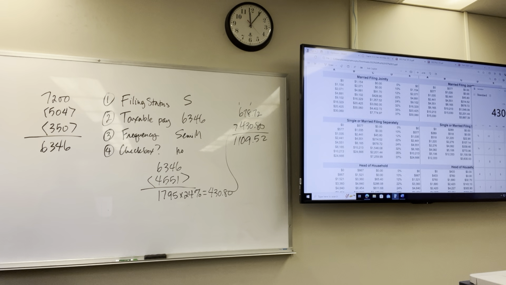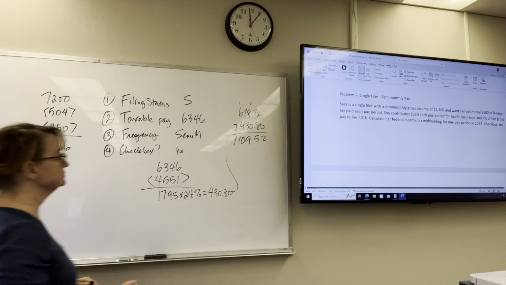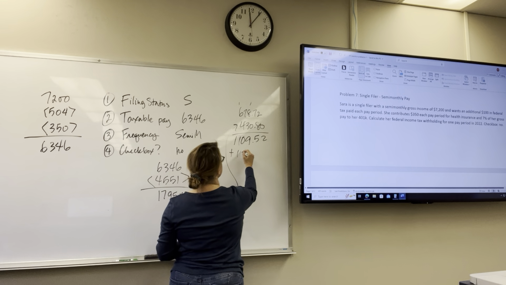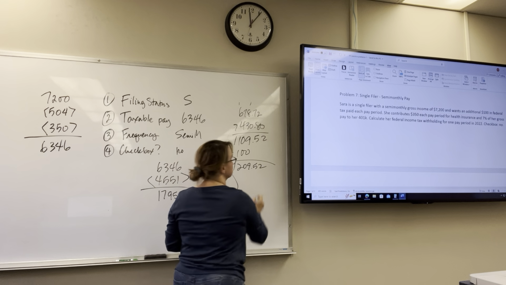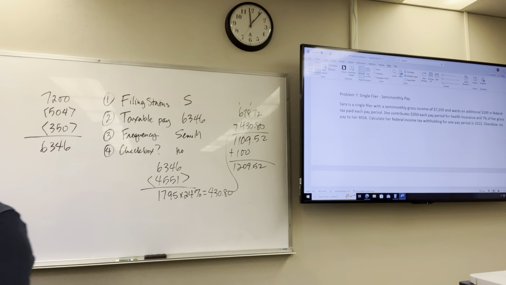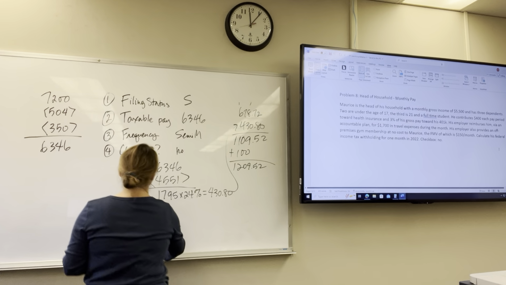Right? But we're not done because she wants an additional $100. So we're gonna add that $100. 1209.52 is gonna be what's withheld every paycheck. Okay. All right. This looks like a big daddy here.